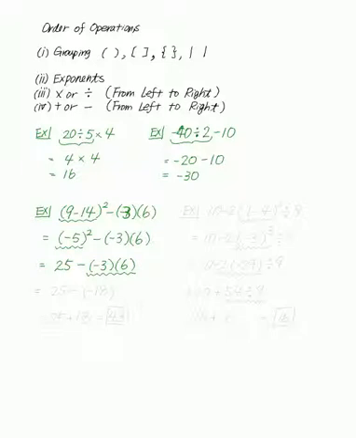Now I'm going to start again. I have nothing to do inside parentheses. I have no more exponents, but I do have multiply or divide. I have negative 3 times 6. So I'm going to rewrite everything as 25 minus, negative 3 times 6 is negative 18.